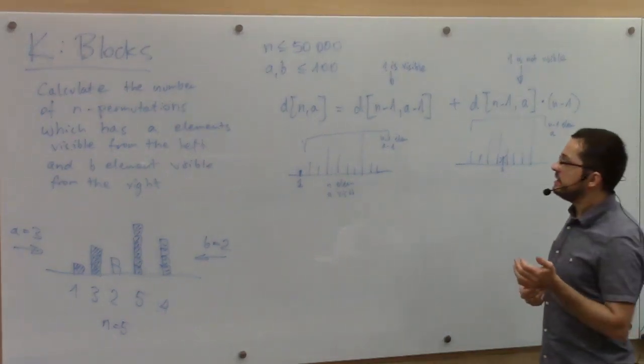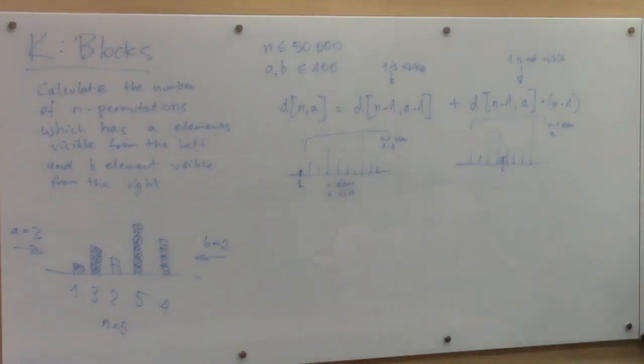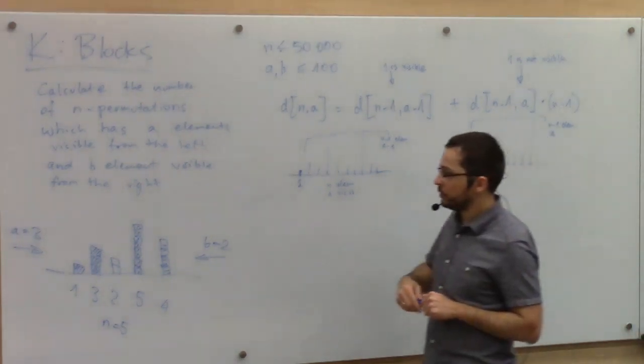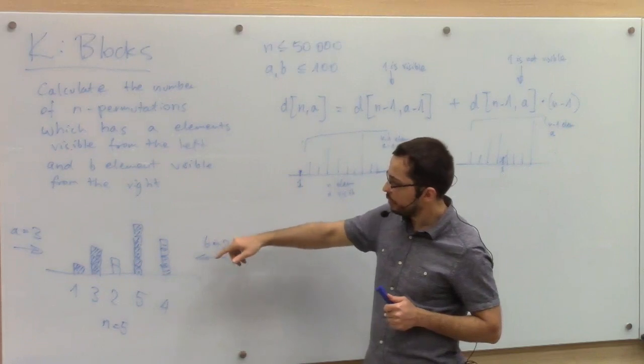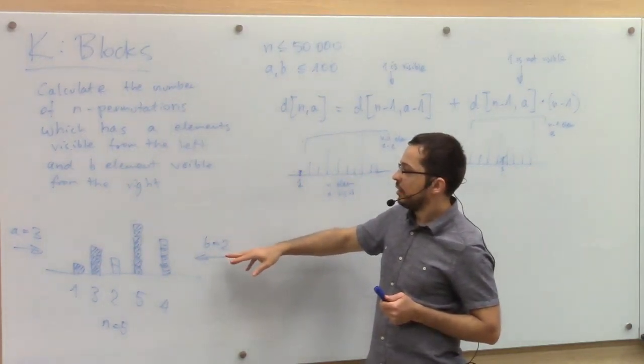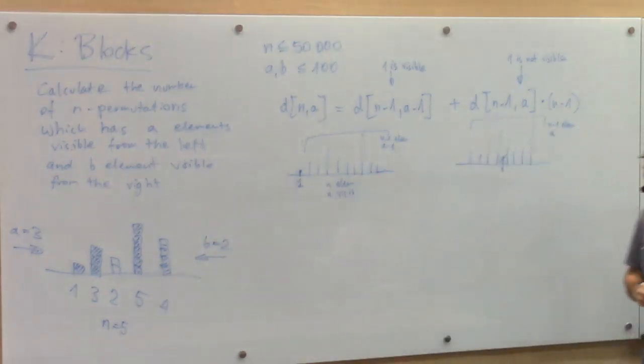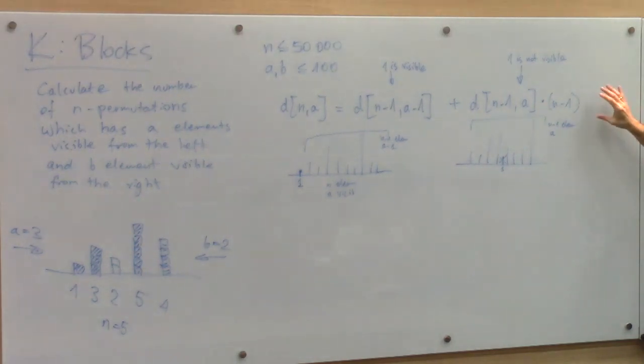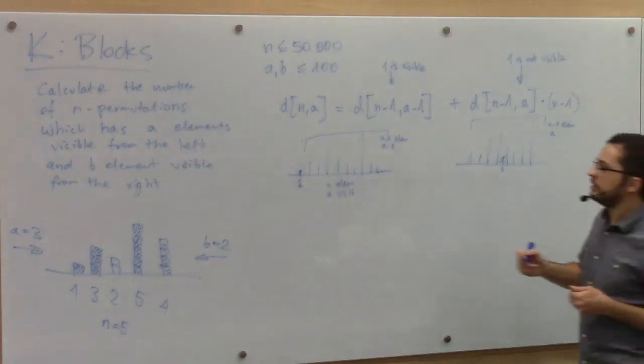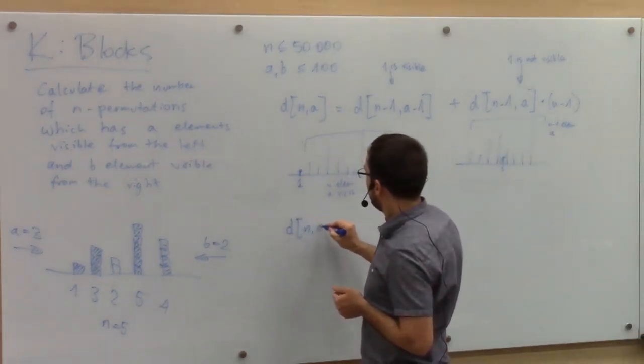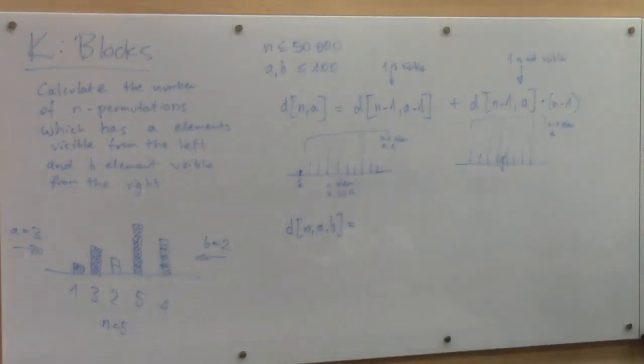Okay, but this is the easier version of the problem. So what happens with the general version, when we also have to consider elements which are visible from the right side? Okay, so let's try to write down a similar equation to this one. Let's say that we are interested in the number d n a b. It turns out that the same idea applies here. Now we need to consider 3 cases.